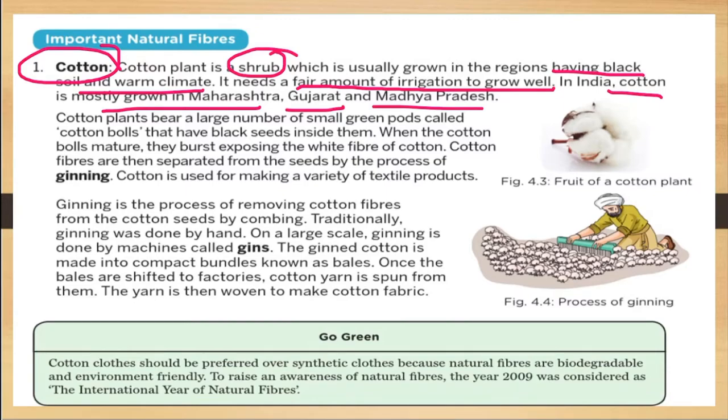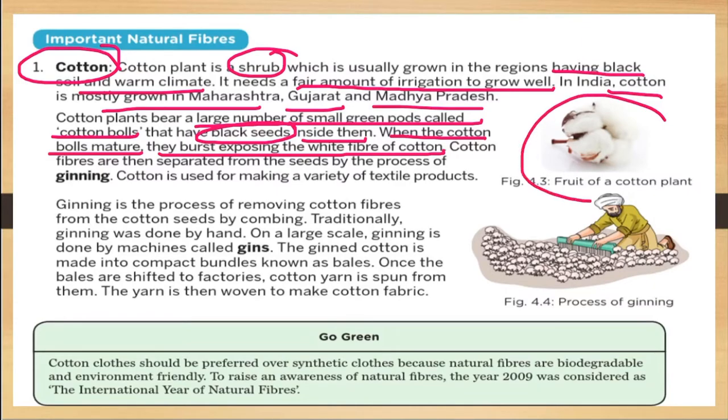The cotton plant bears a large number of small green pods called cotton bolls that have black seeds inside them. As you know, cotton bolls are the fruit of the plant, and fruit contains seeds. Similarly, these cotton bolls contain black seeds inside them. When the cotton bolls mature, they burst, exposing the white fiber of the cotton like this.